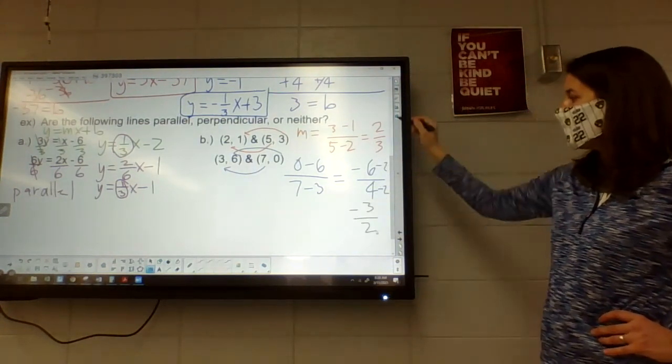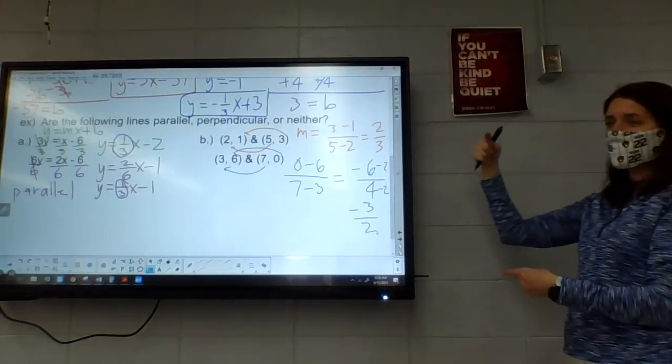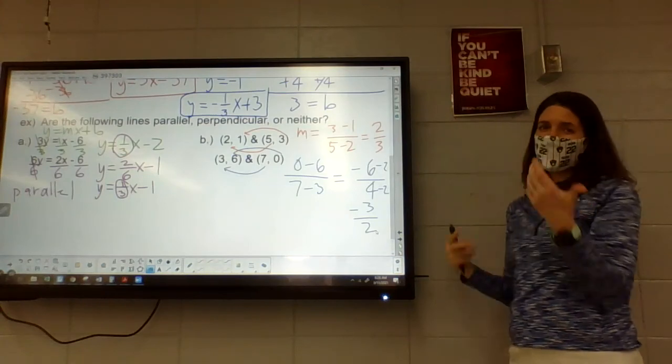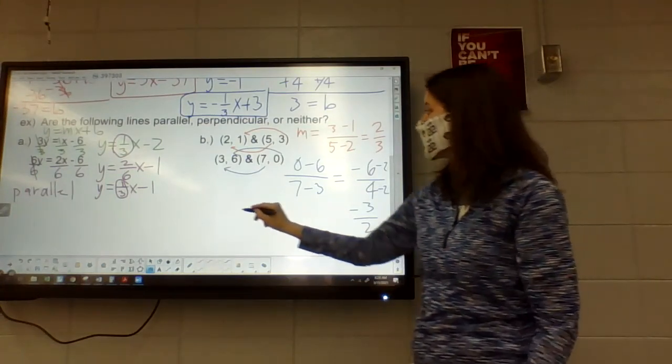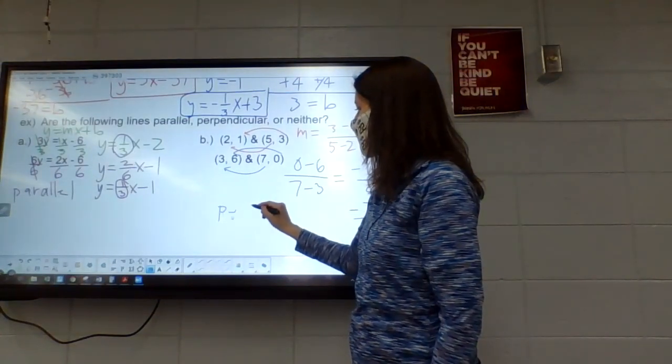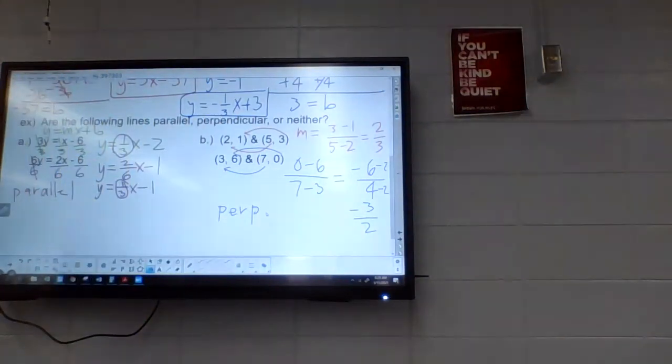I'm comparing these slopes. Negative 3 over 2 flipped is 2 over 3, and then it becomes a positive. So these are perpendicular in this case. But it is important that we simplify them, that we don't just look at them the way they are and leave them there, okay?